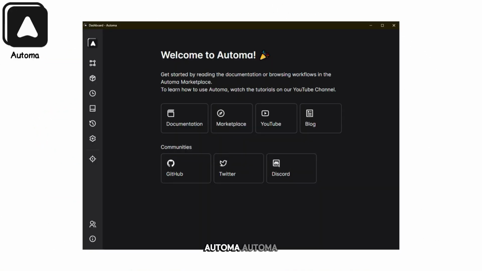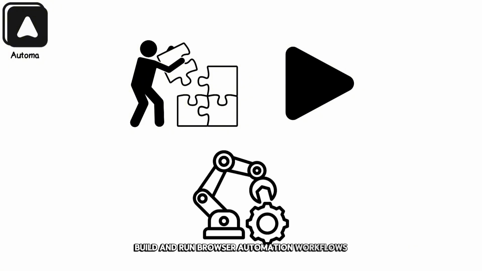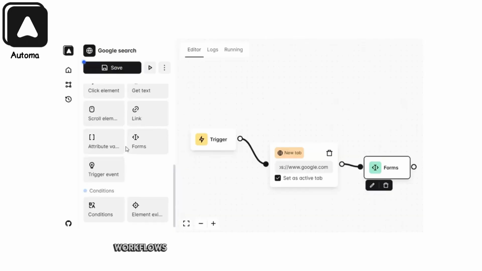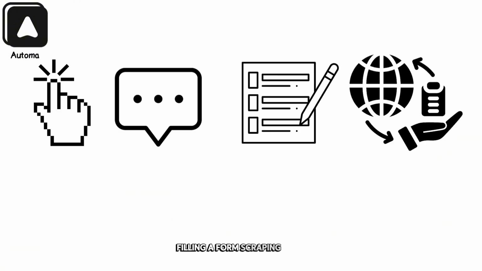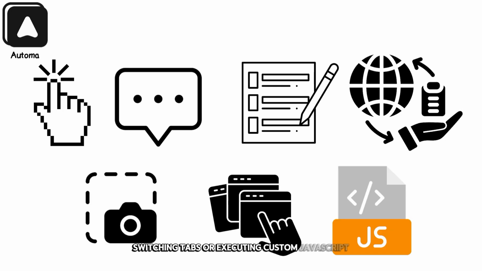Automa. Automa is a free browser automation extension that lets users build and run browser automation workflows through a visual block-based interface without writing code. Workflows are built by connecting blocks on a canvas, each representing a discrete action. Clicking an element, typing text, filling a form, scraping data, taking a screenshot, switching tabs, or executing custom JavaScript.